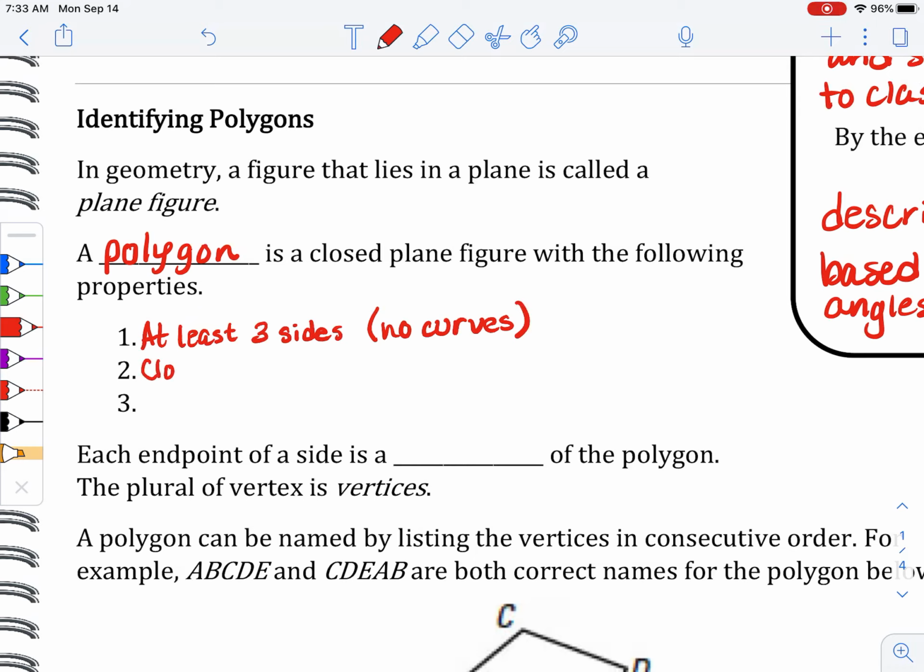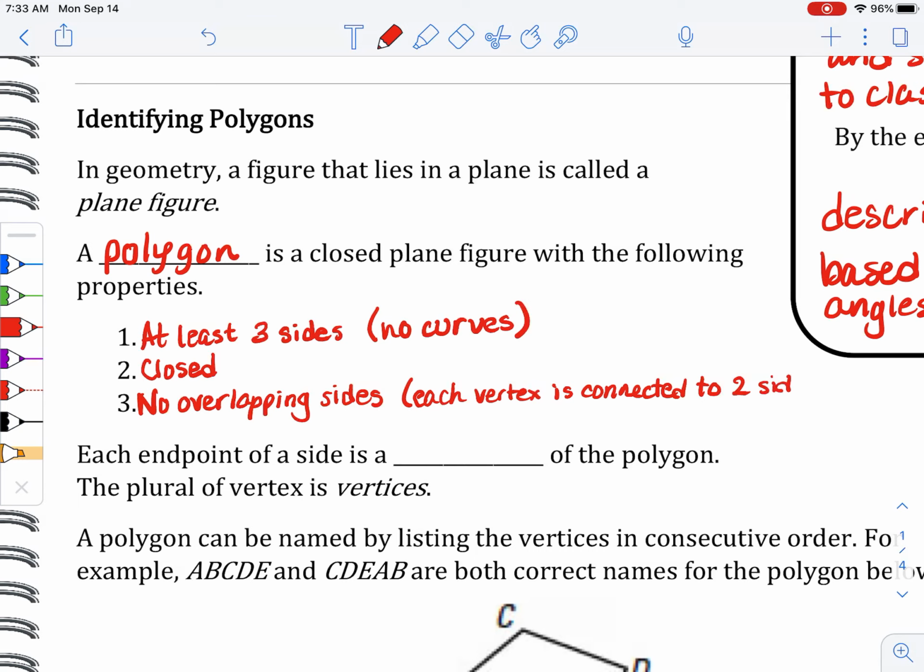It's closed. So what that means is there's no openings, like this would be a non-closed shape that doesn't close all the way. And then we have no overlapping sides. And more specifically for that, each vertex is connected to 2 sides. So this is true for all polygons, that a vertex has to have 2 sides.